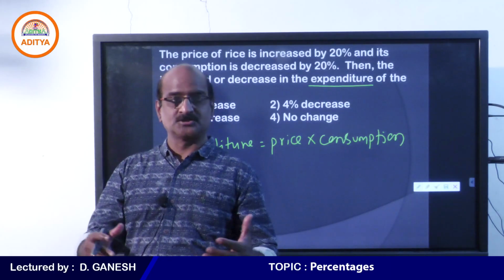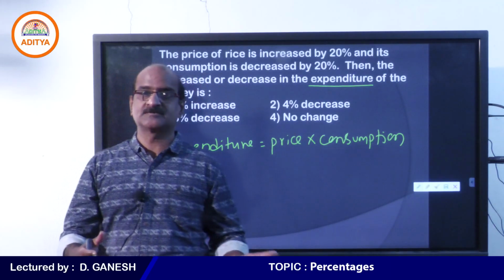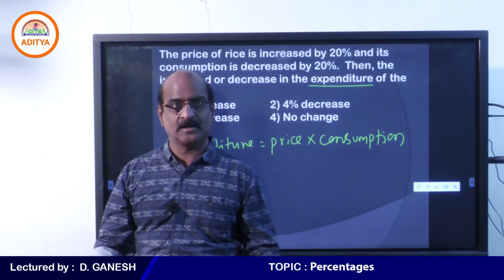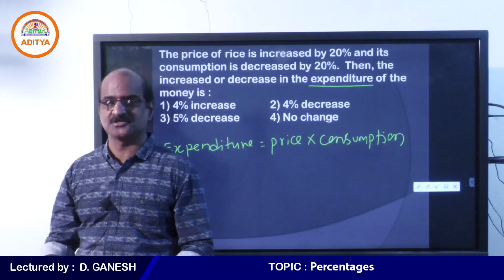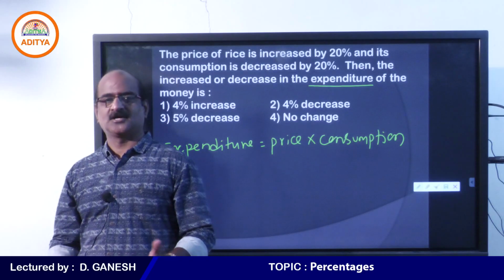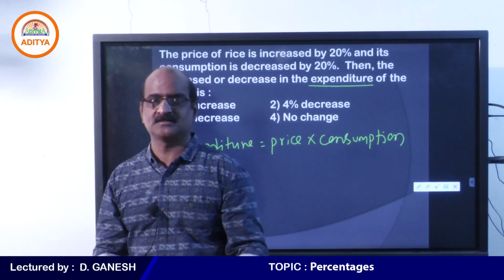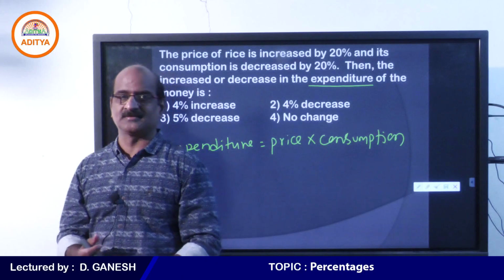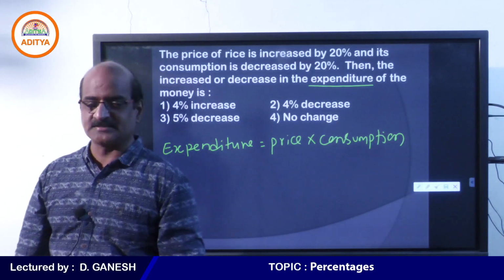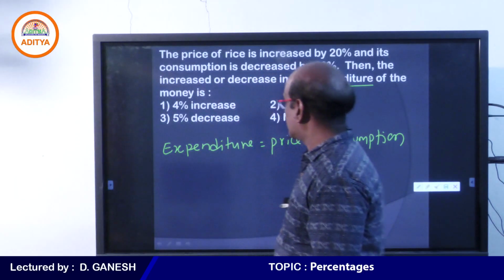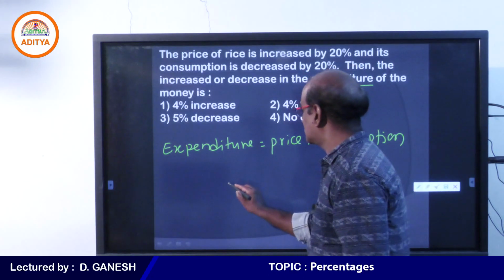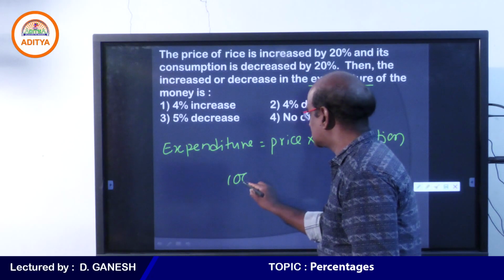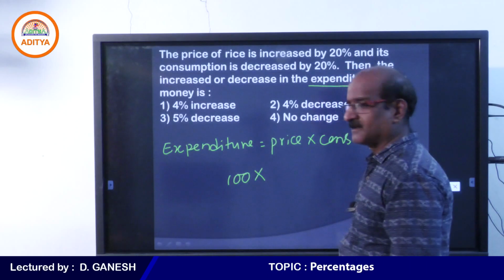If you want to consume quality item, you need to expend more, and if you want to consume more item, you need to expend more. How many kgs you consume, what is the price of rice? That decides expenditure. Student, whenever this kind of questions are given, we can start expenditure as 100.